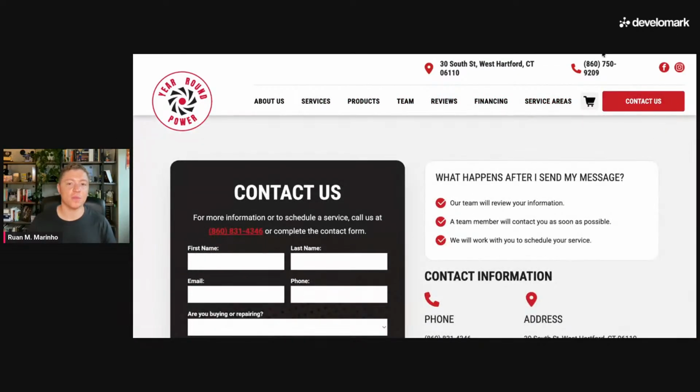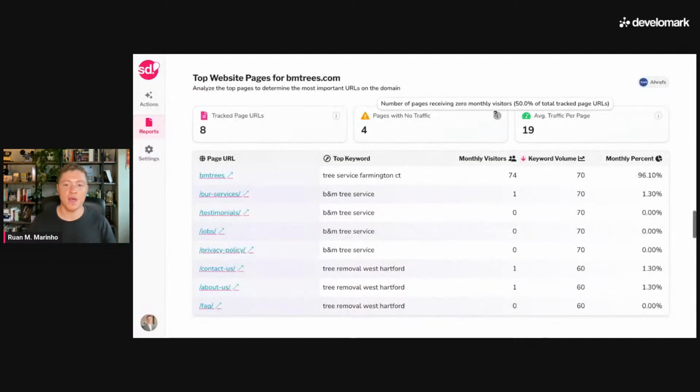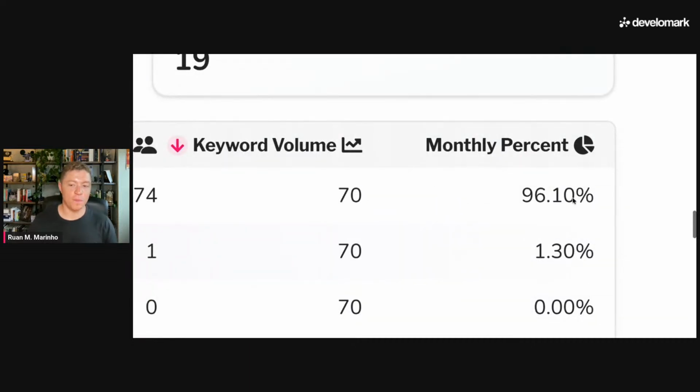So we're going to do a similar approach with this business because 50% of their pages get 0 monthly visitors. 96% of their traffic actually goes to the homepage. So in that case, we're going to create one dynamic page in our proposal, and we're going to redirect all of their URLs directly to their homepage.